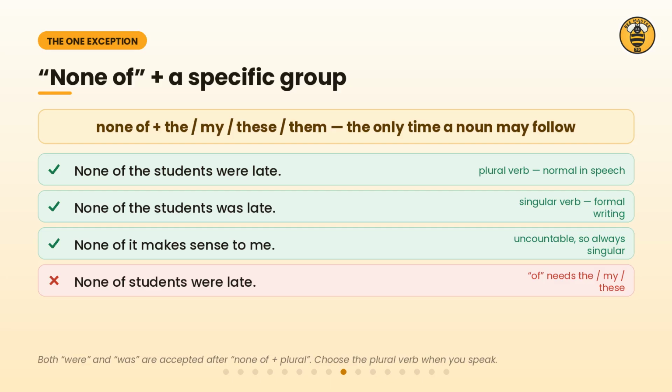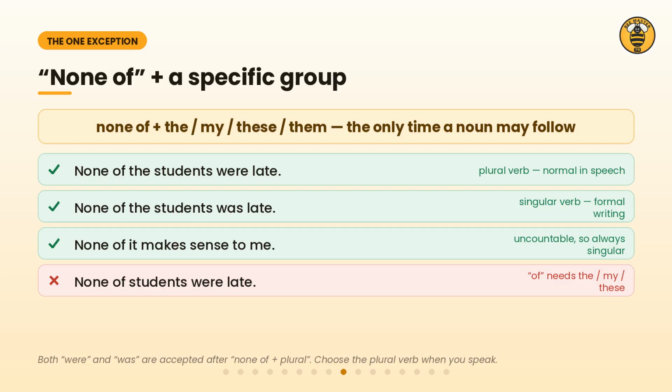Now, the verb. Traditionally, none means not one, so careful formal writing uses a singular verb. None of the students was late. In everyday speech, and increasingly in writing, people use the plural: none of the students were late. Both are accepted by modern grammar references. My advice is simple. When you speak, use the plural verb because it sounds natural. When you write something formal, the singular verb is the safer choice.